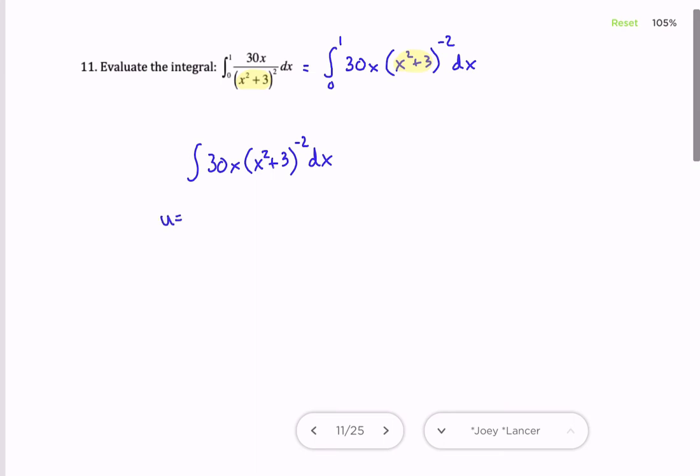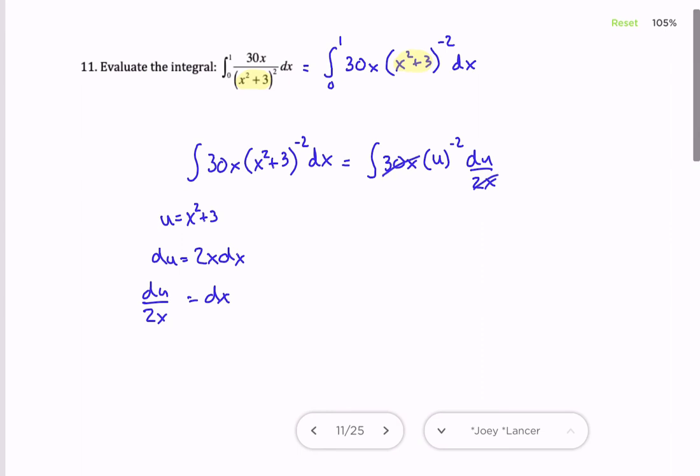So u is going to be x squared plus 3. du is going to be 2x dx. And so dx will equal du over 2x. We're going to substitute there. So keep the 30x. This becomes u to the negative 2. And dx is du over 2x. And this will cancel out to be just 15. So it'll be 15 times the antiderivative of u to the negative 2 du.